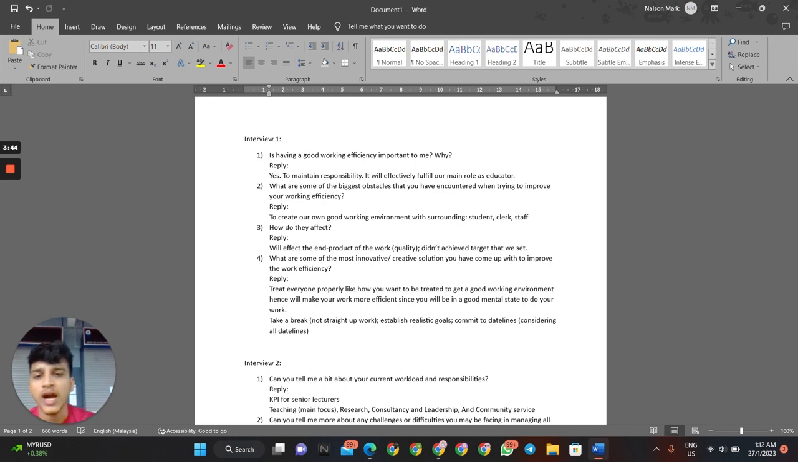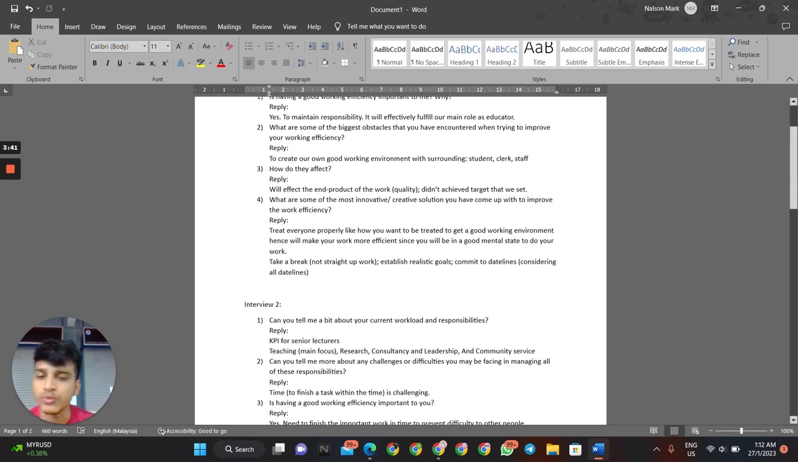If he doesn't get a good working environment to do his work, it will affect his end product, the quality of the product, and he might not achieve the target that he set. As for the most innovative creative solution he has come up with, he said if you want to create a good working environment, first you need to treat everyone as you want to be treated. When this is done, you get a better working environment, and hence it may give you more mood, energy, and motivation to work efficiently, right?